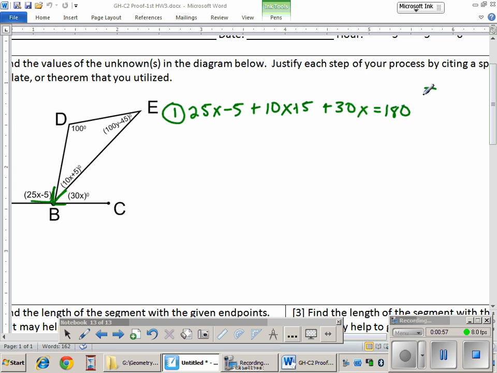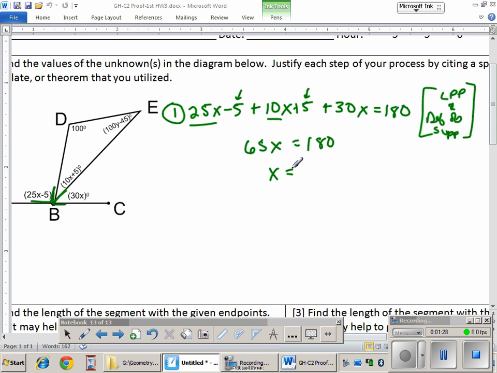Now, there's a couple different reasons for this. Of course, we can quote the linear pair postulate. That's a big one. Also, the definition of supplementary is another biggie. But those two ideas combined definitely gave us this equation. Now let's solve it. 25x's, 10x's, 30x's, that's going to give us 65x's. Negative 5 plus 5 cancel, and so that's directly equal to 180 degrees. If we have 65x equal to 180 degrees, then we divide both sides by 65.